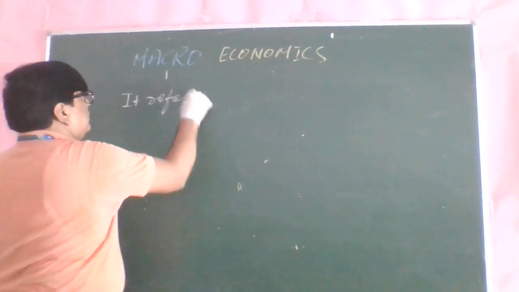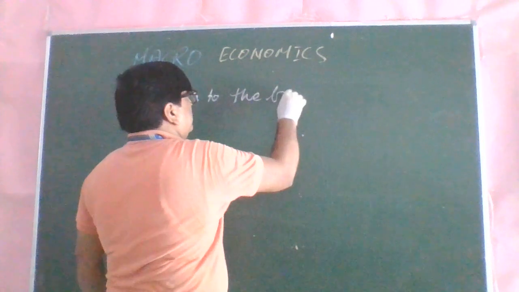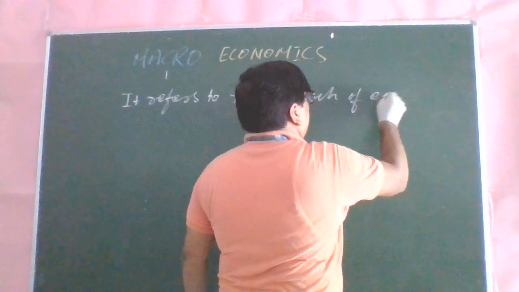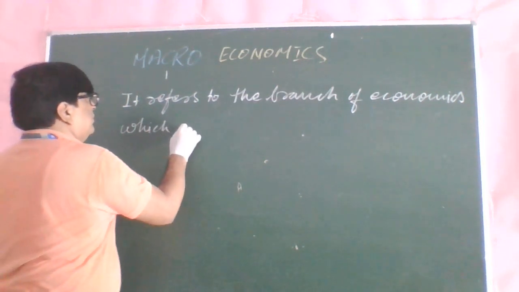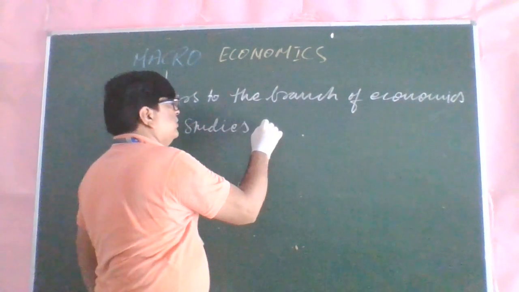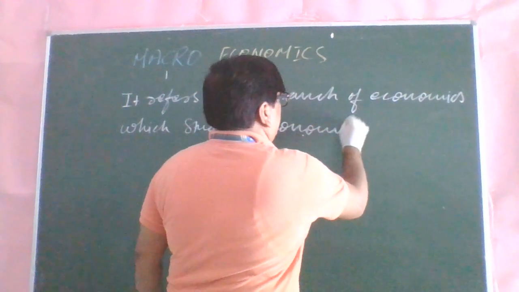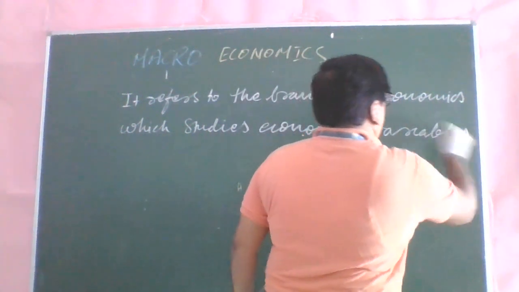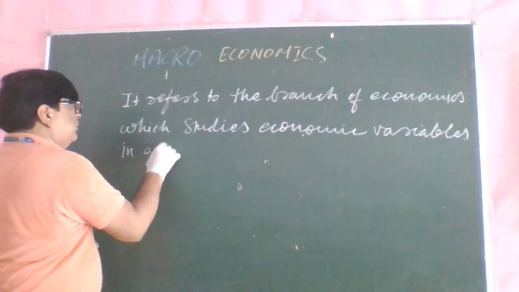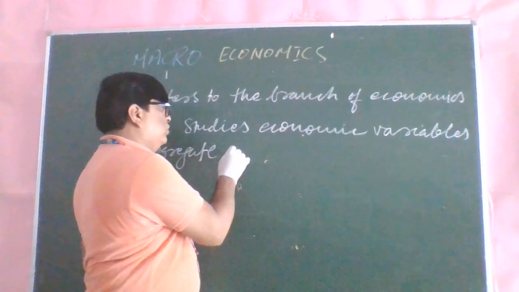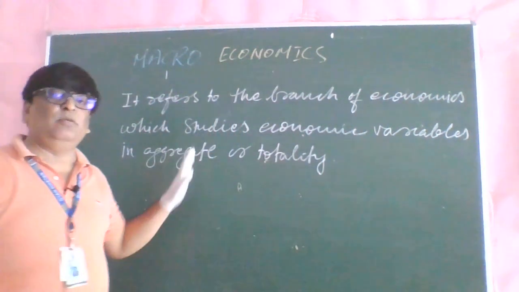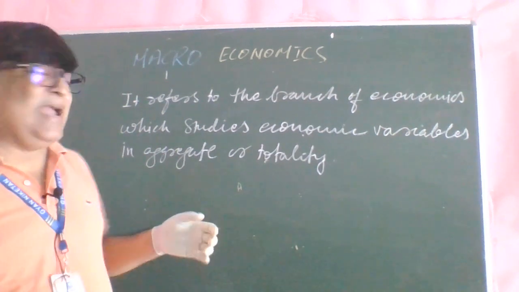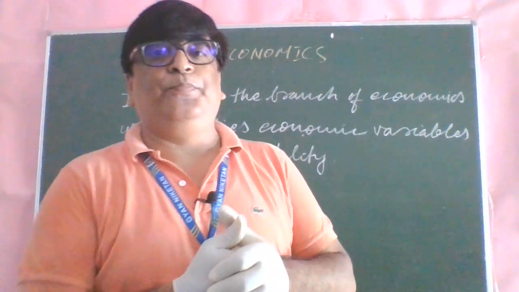It refers to the branch of economics which studies economic variables in aggregate or totality. ये वो ब्रांच है इकोनॉमिक्स का जहां पे इकोनॉमिक वेरिएबल्स को हम एग्रीगेट में स्टडी करते हैं, टोटलिटी में स्टडी करते हैं. ओके.